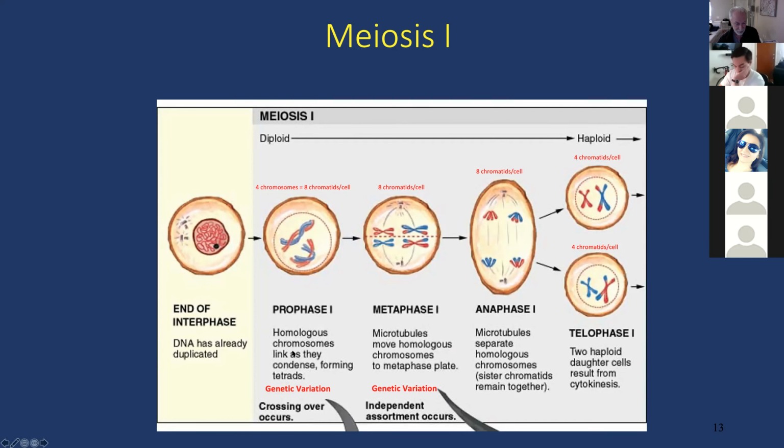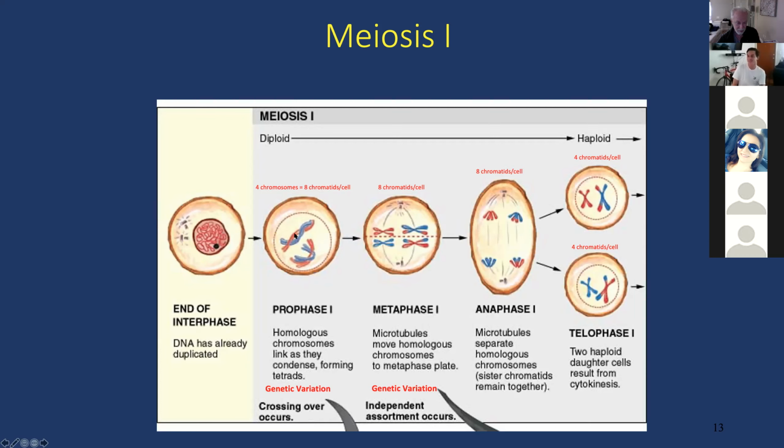The homologous chromosomes link together. They attach to each other as they condense, forming what are called tetrads. So each pair of homologs is actually double, and so that's 4 chromatids, and that's called a tetrad. And it's while they're in this intimate contact, they can exchange parts. And this is called crossing over or recombination. So this is one of the sources of genetic variation.